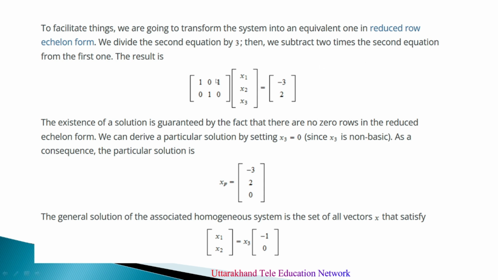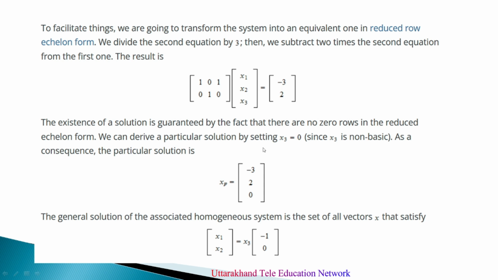So we are going to echelon form. This is echelon form, and the variables are here, the right-hand side is here. The existence of a solution is guaranteed by the fact that there are no 0 rows. No 0 rows means a guarantee of the solution. If we think about 0 rows, then we have to go for a further test. So this is not applicable right here.